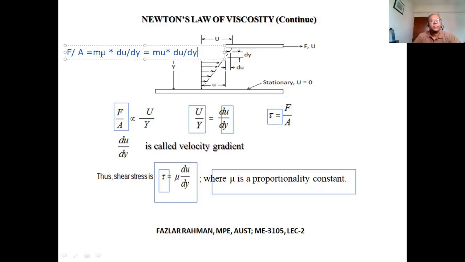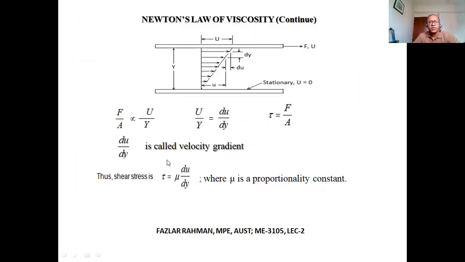Now, if mu increases, then what will happen? If mu increases, you need more force, right? That means mu is the fluid property. If a fluid has a higher mu, you need higher force. If a fluid has a lower value of mu, you need lower force. That means the force to move the plate depends on a property of the fluid that is called the viscosity of the fluid. Okay. So let's look through the next slide.